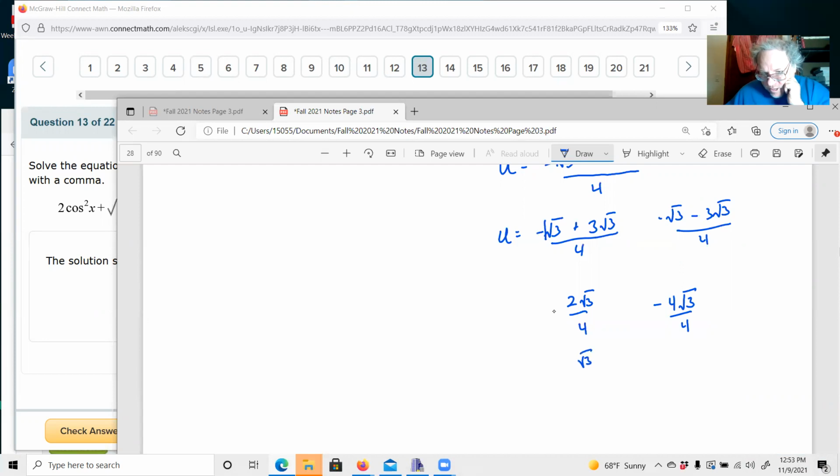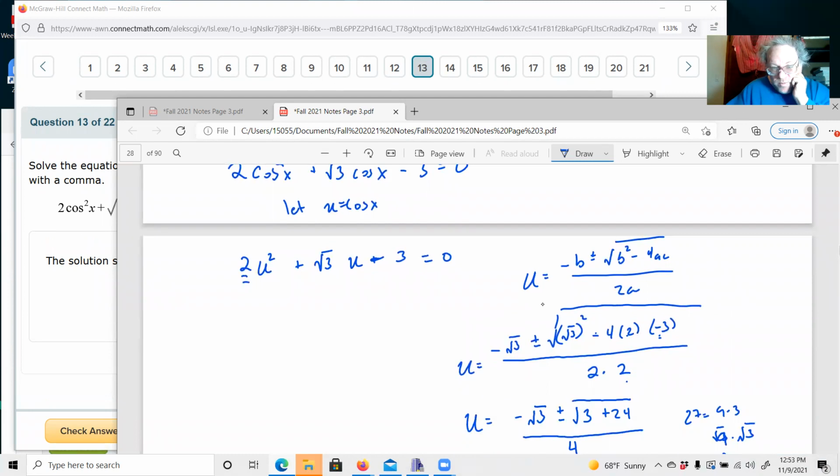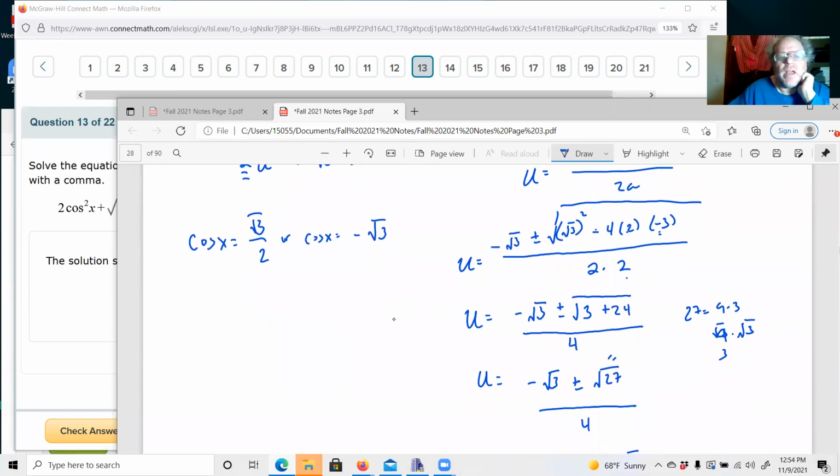Simplifying, this is square root of 3 over 2. Simplifying, this is negative root 3. So all the way back up here, we know that cosine x, that was u, is either equal to root 3 over 2 or cosine x equals negative root 3. Use your calculator. Plug in root 3 for me just for a moment. Is it bigger than 1 or smaller than negative 1?